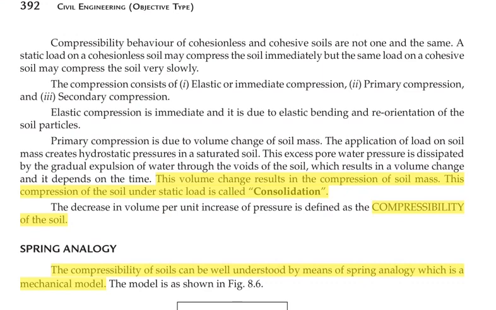Elastic compression is immediate and it is due to elastic bending and reorientation of the soil particles. Primary compression is due to volume changes of the soil mass. Therefore, the compressibility of the soil is defined as the decrease in volume per unit increase of pressure.